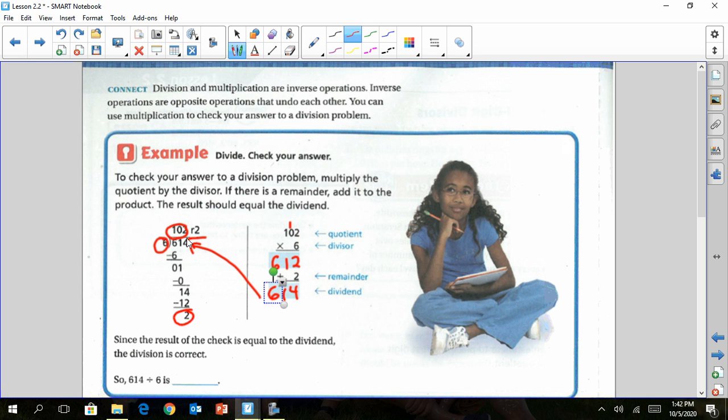But for this lesson, if you wanted to check your answer to see if you were correct, just simply take the quotient and multiply it by the divisor and then add the remainder. This is not a requirement. You do not have to check on your homework, but if you are looking to see if you're correct or not, that is a good way to check to see if your answer is correct.